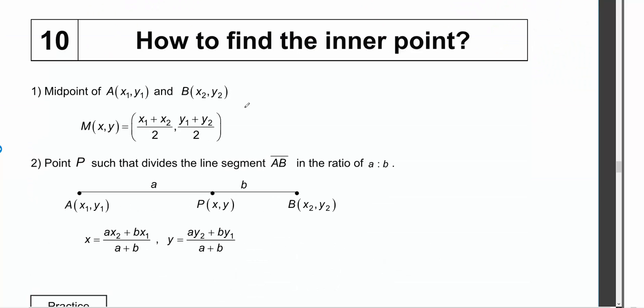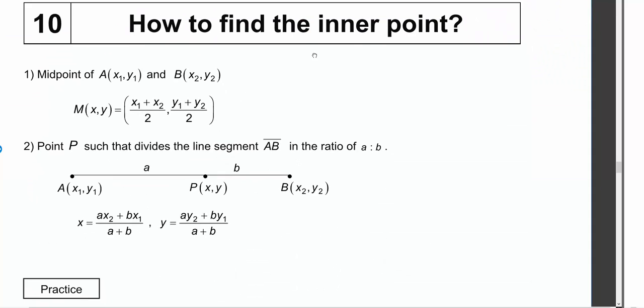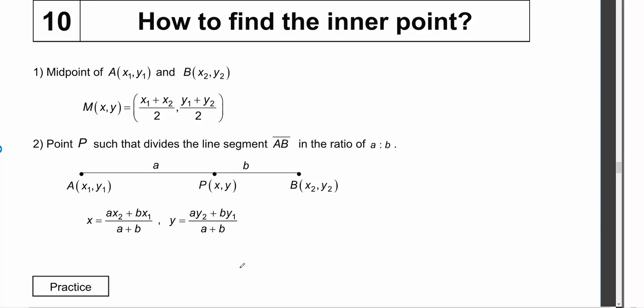The next one is how we find the inner point. So when you have the point over here, in 1 dimension, this one is x1, and this is x2, on this number line over here. I'm going to divide this one. The length is what? This length is a to b.